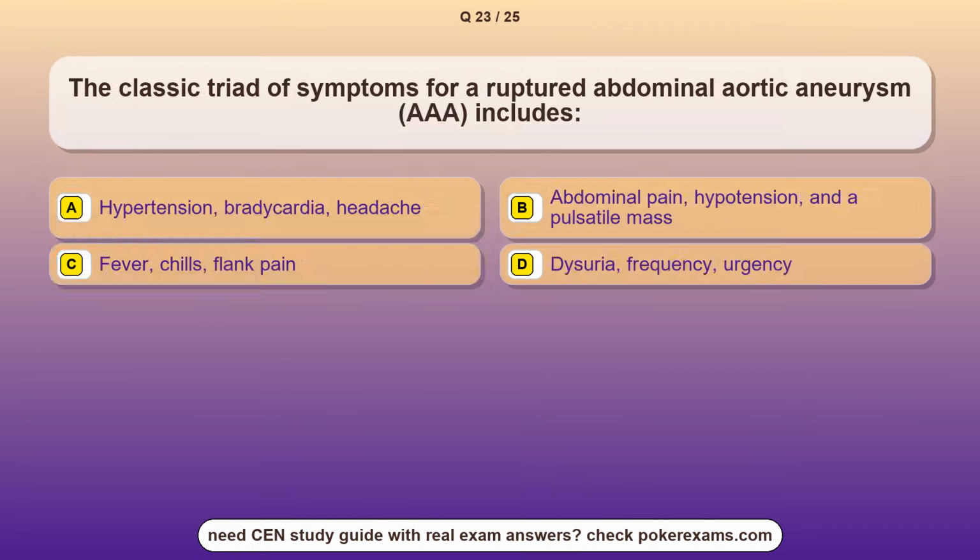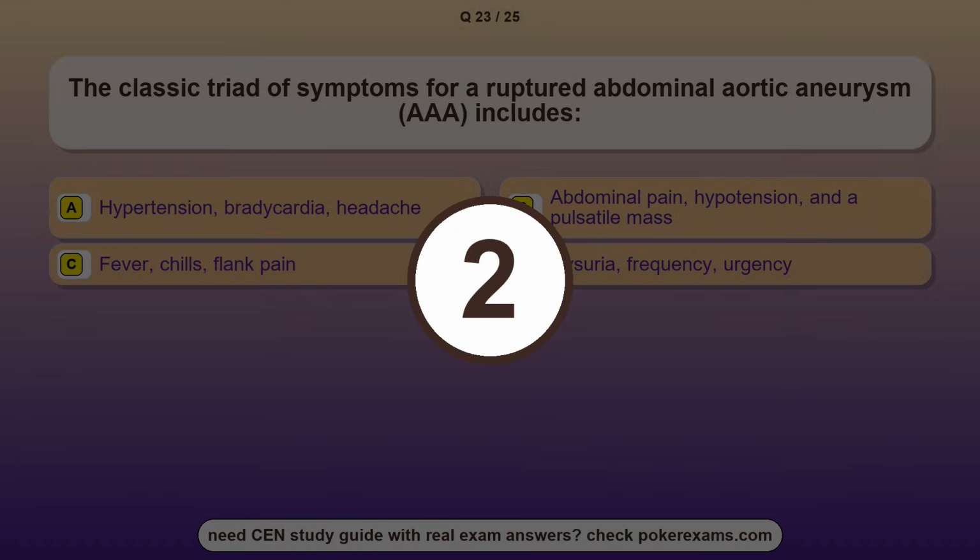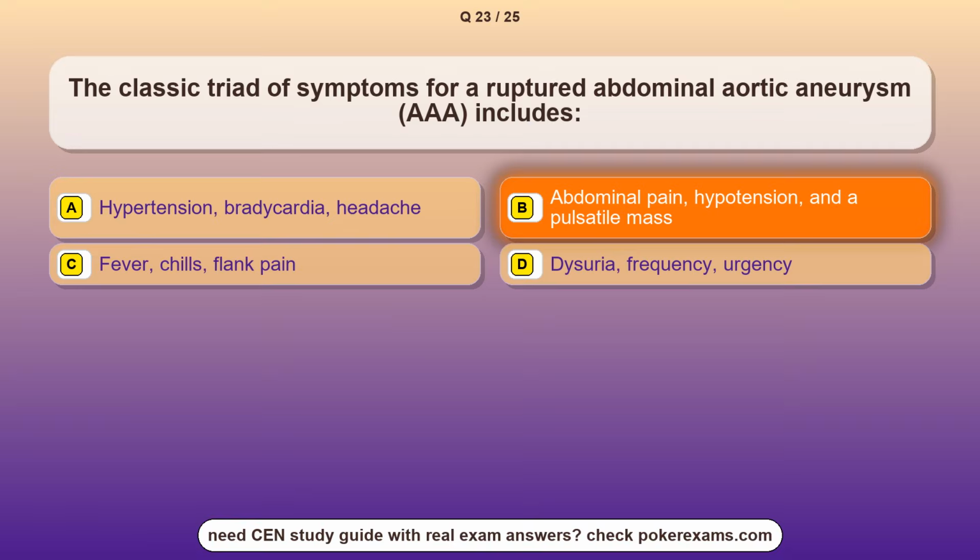Question 23. The classic triad of symptoms for a ruptured abdominal aortic aneurysm, AAA, includes option A, hypertension, bradycardia, headache. Option B, abdominal pain, hypotension, and a pulsatile mass. Option C, fever, chills, flank pain. Option D, dysuria, frequency, urgency. The correct answer is option B. Abdominal pain, hypotension, and a pulsatile mass.